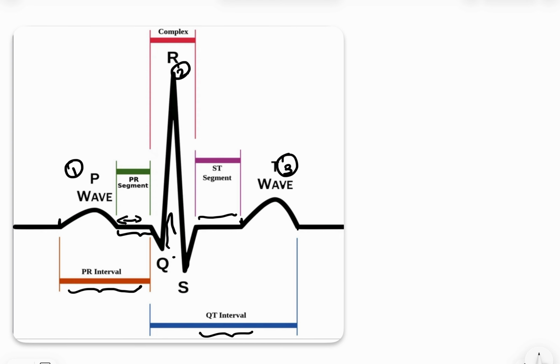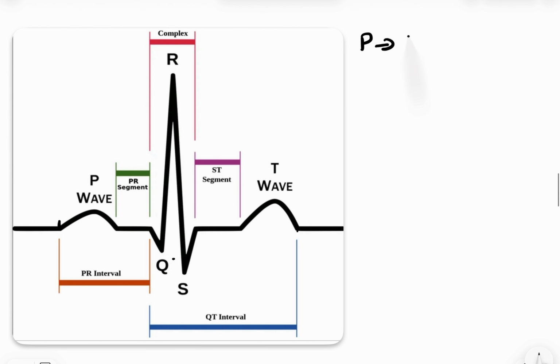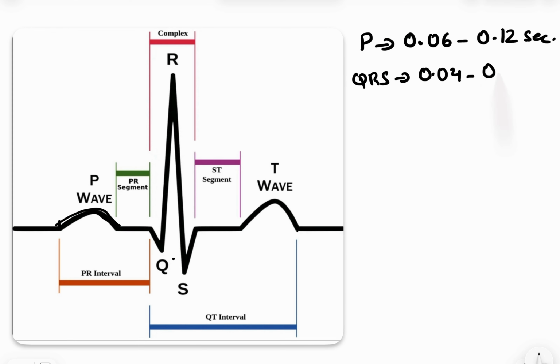So for the MCQs or for different types of examination, the most important thing in this image is the time taken for each ECG wave. That's a very, very important thing. So remember, for a P wave, the time interval is 0.06 to 0.12 second. This is just for this P wave. And then the QRS complex takes 0.04 to 0.12 second, and comes the T wave.